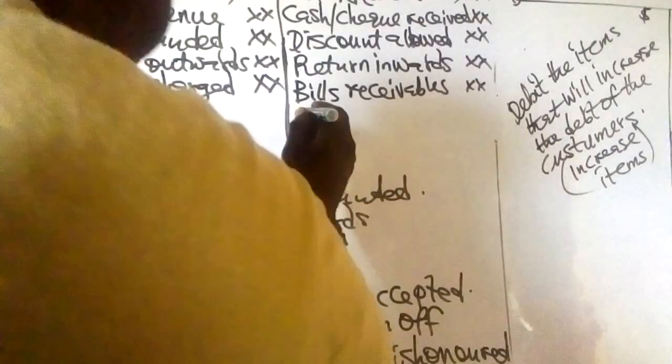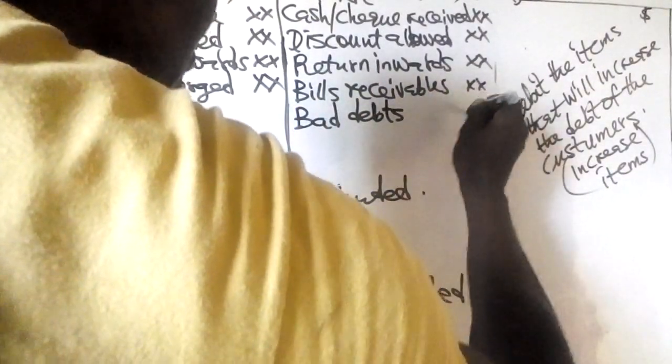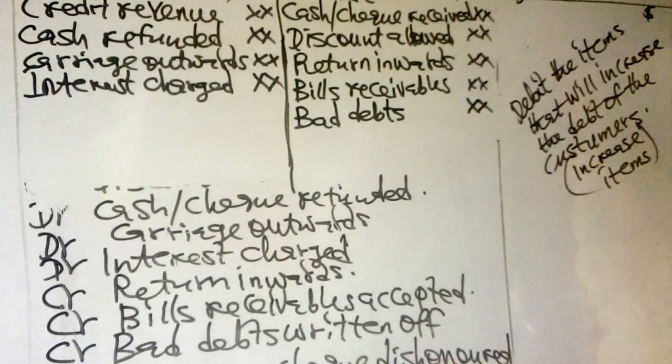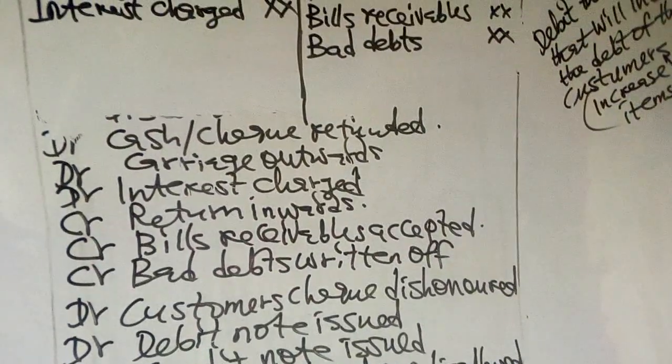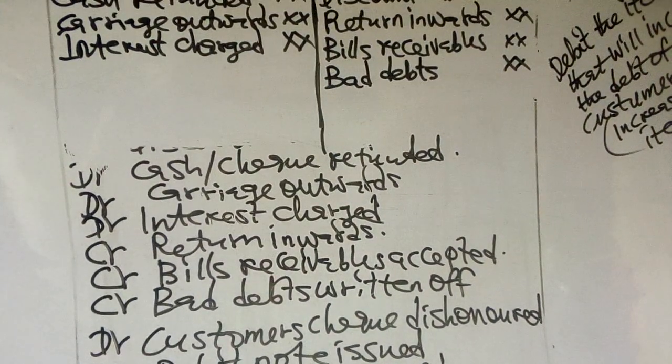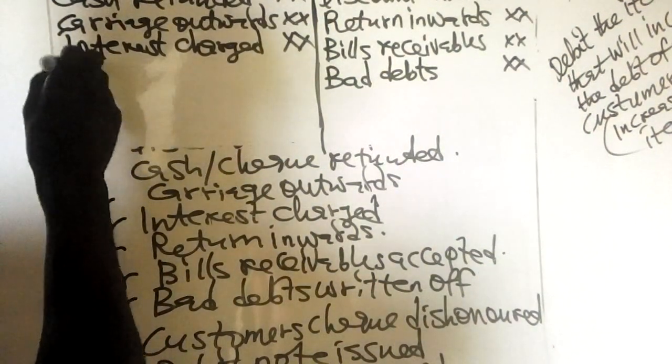Bad debts written off. You don't record the provision for bad debts in your control account. Where you are given the provision for bad or doubtful debts, you ignore it. So after bad debts, you have customer check dishonored. Customer check dishonored increases the customer's indebtedness.